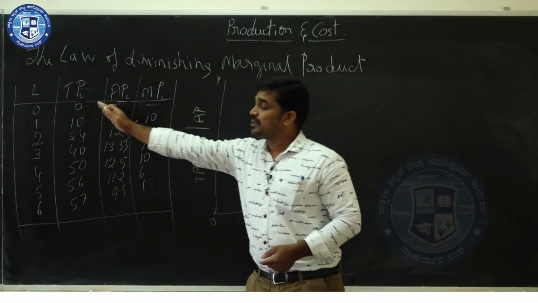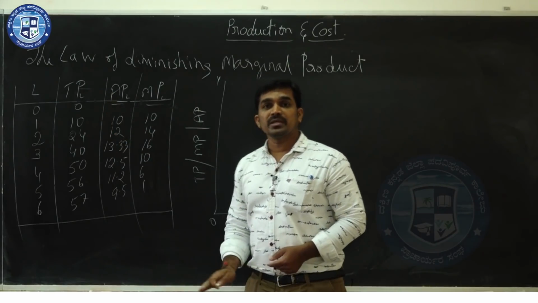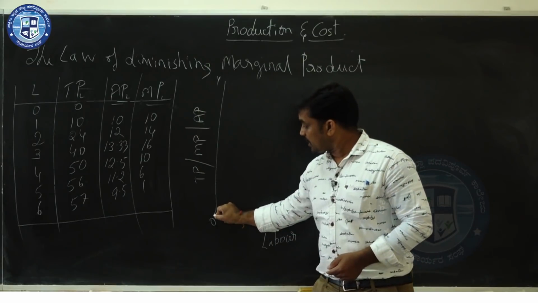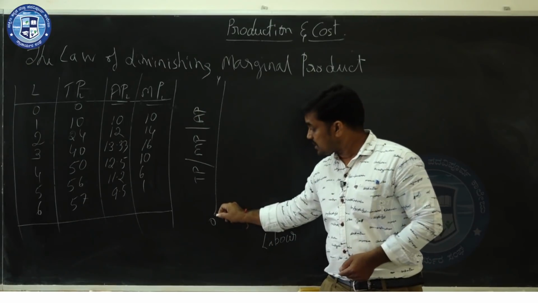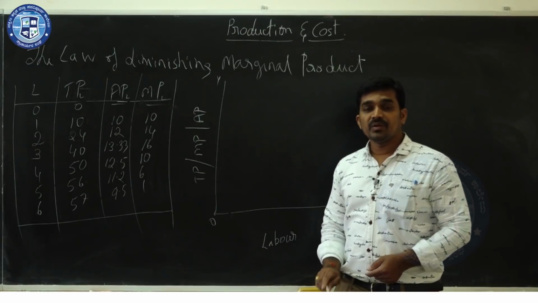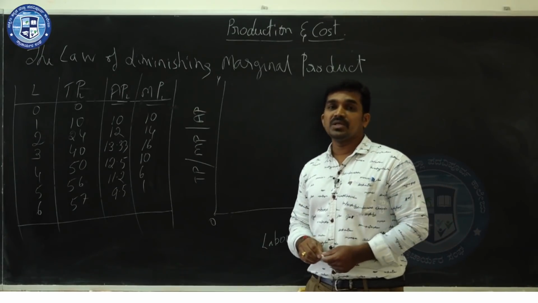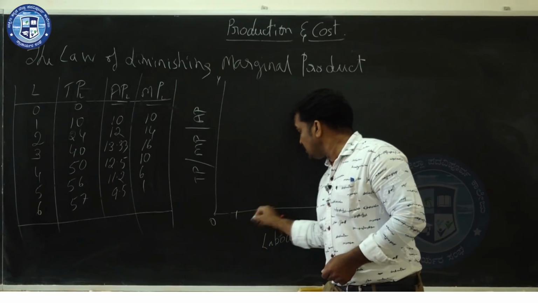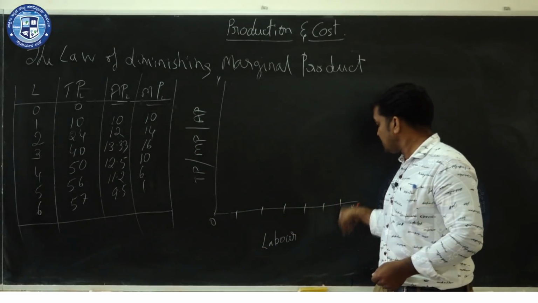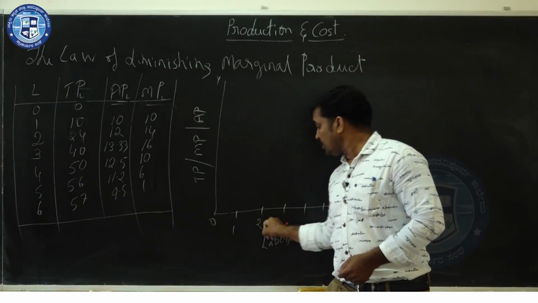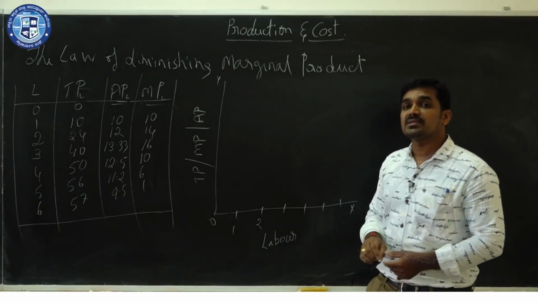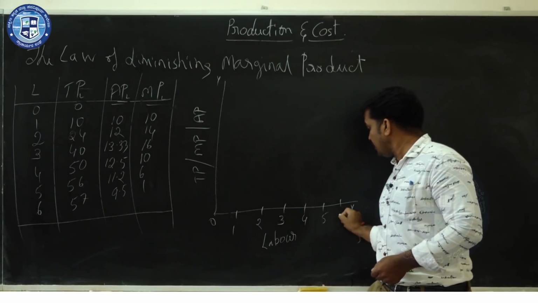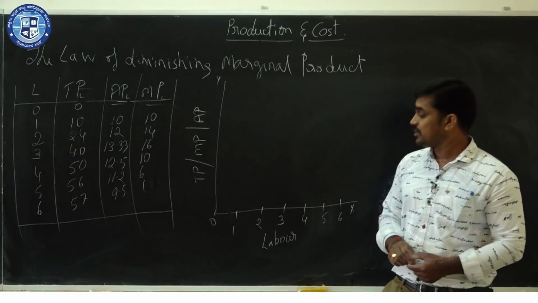At 0 units of labor, the output, total product, is 0. Remember, the total product curve starts from 0. If you write units of labor up to 6: 1, 2, 3, 4, 5, 6. Take the correct scale measurement here.